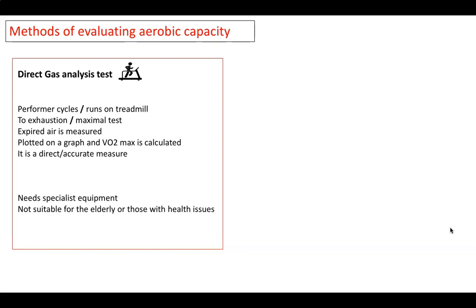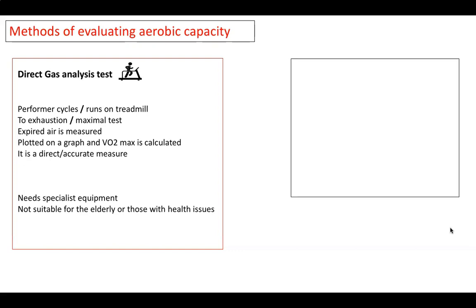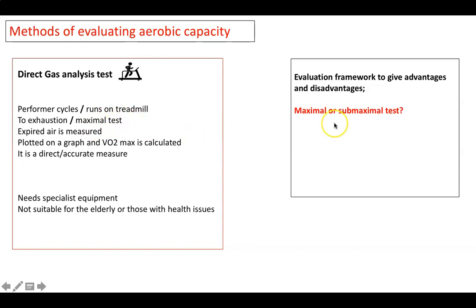So when it comes to evaluating these tests, this is going to be on every single slide from now on. We need to be aware of advantages and disadvantages. So these are the questions we need to ask ourselves, our evaluation framework. Is the test a maximal or submaximal test? As you can see, this is a maximal test. Is it a direct or predicted measurement? This is a direct measurement. It's accurate, it's an objective measurement. It's called the direct gas analysis test.